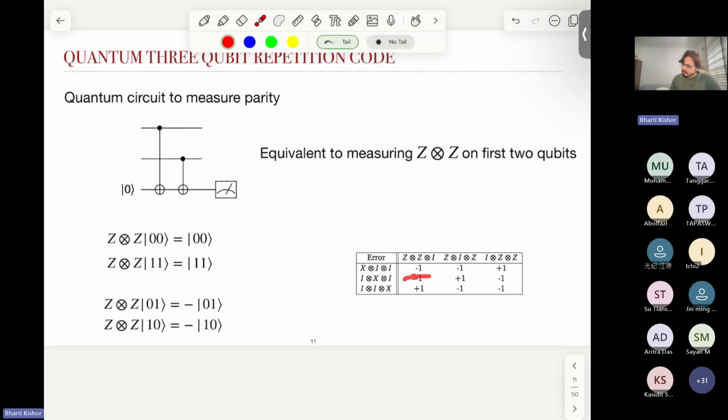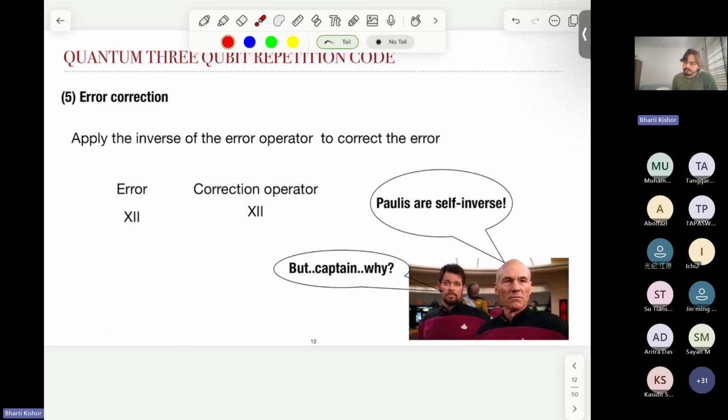And you see that this is unique to I tensor X tensor I. This will not always be the case, but at least in the case we're talking about. By looking at -1, +1, and -1, you will be able to figure out that it's I tensor X tensor I, meaning the second qubit has gone through a bit flip error. So that's why you will detect the error.